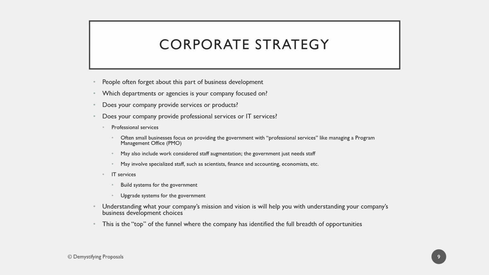IT services, on the other hand, mean building systems or upgrading systems for the government. So you may design an IT system, or if the government already has one, maybe they need to upgrade it to the latest and greatest technologies. Right now, a lot of that is around the cloud, but there's AI. So those are the kinds of things that an upgraded system might require. Understanding what your company's mission and vision is will help you with understanding your company's business development choices. This is the top of the funnel where the company has identified the full breadth of opportunities.